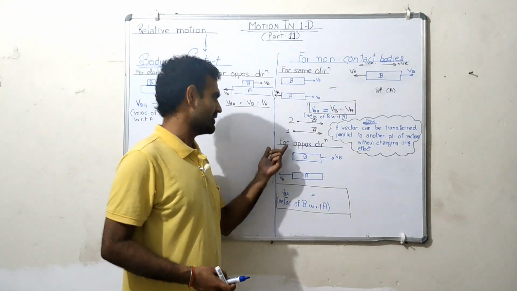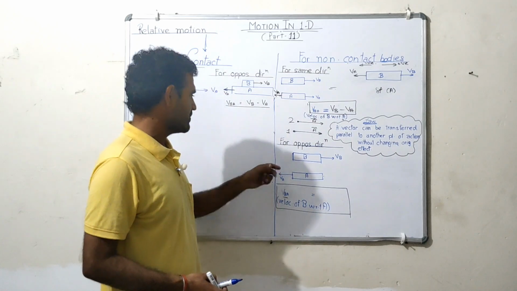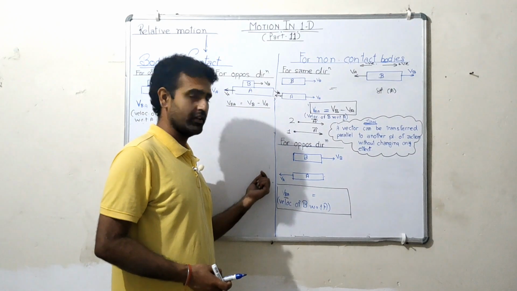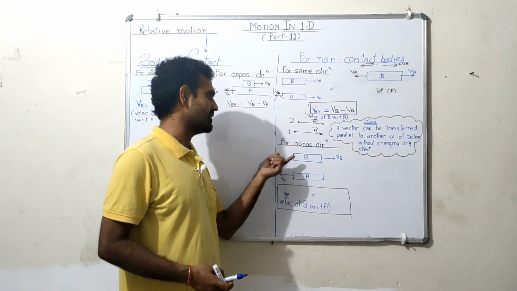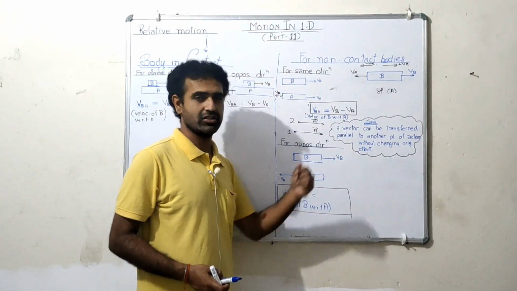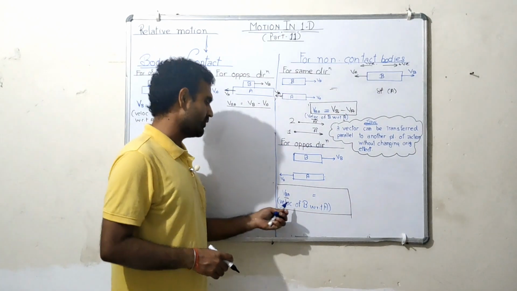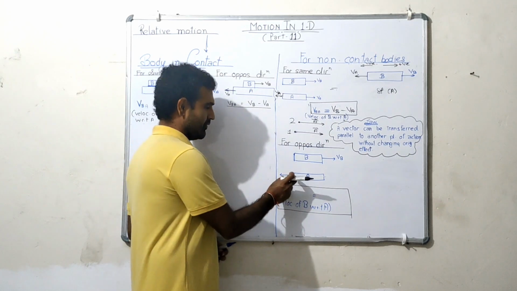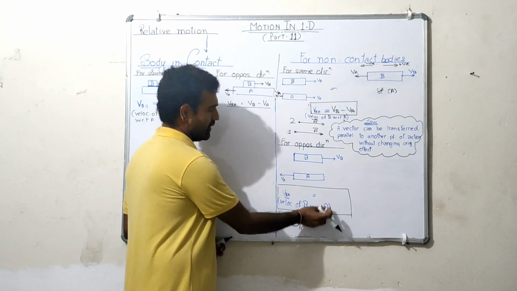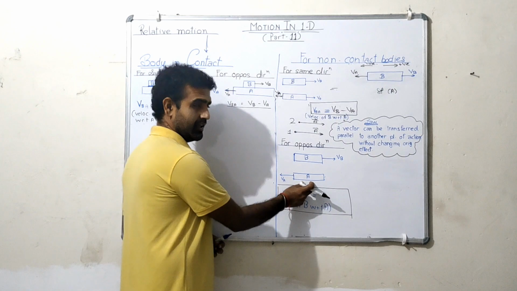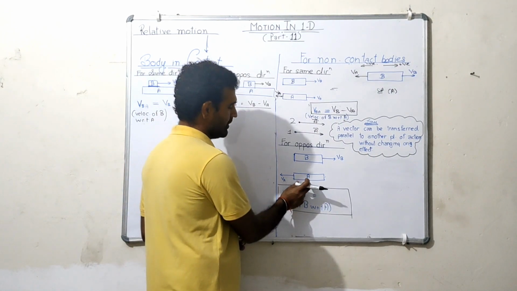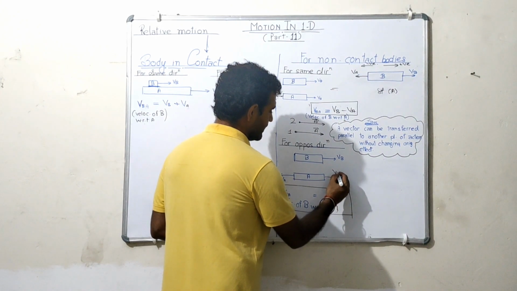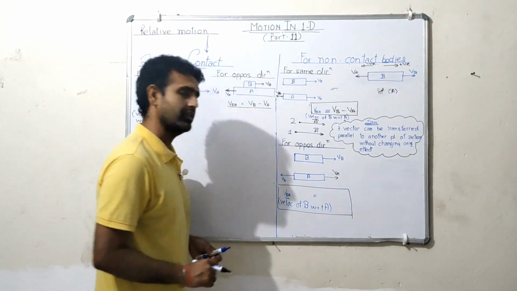Let us take another case for opposite direction. Assuming that these are the two bodies A and B, body A is moving with velocity VA in this direction and body B is moving with velocity VB in this direction. Now we have to find out the velocity of B with respect to A. So the methodology is that since we have to find out with respect to A, we will try to make A stationary. And how will it be made stationary? By imparting a velocity VA in the direction opposite to the given velocity VA.